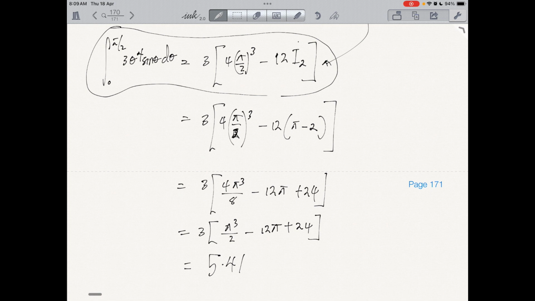Now we have learned how to integrate the forms x raised to the power n cos x and also x raised to the power n sin x using reduction formula. In the next video, we'll be taking a look at how to use reduction formula to simplify the form sin raised to the power n of x with respect to x.